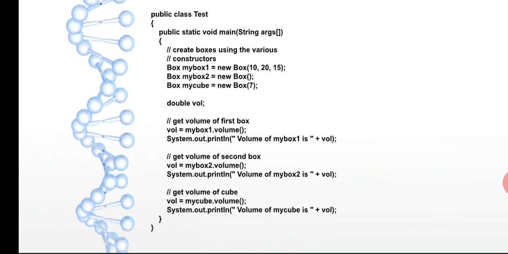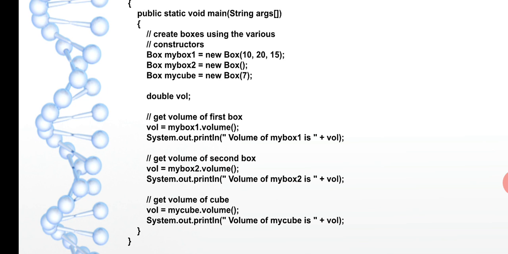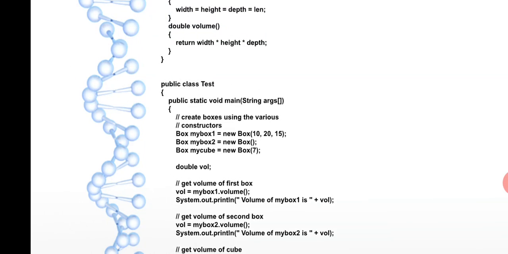You have one more variable called vol of type double. Now using that vol, what are you going to call? You are going to call the volume method using myBox1. Now what will the volume method do? Tell me what myBox1 will hold. It will hold 10, 20 and 15. The 10, 20 and 15 will be implicitly passed to the volume method. Now the volume method will return 10 into 20 into 15, maybe 3000 I guess. That 3000 will be returned to vol, and the same vol will be printed using System.out.println.